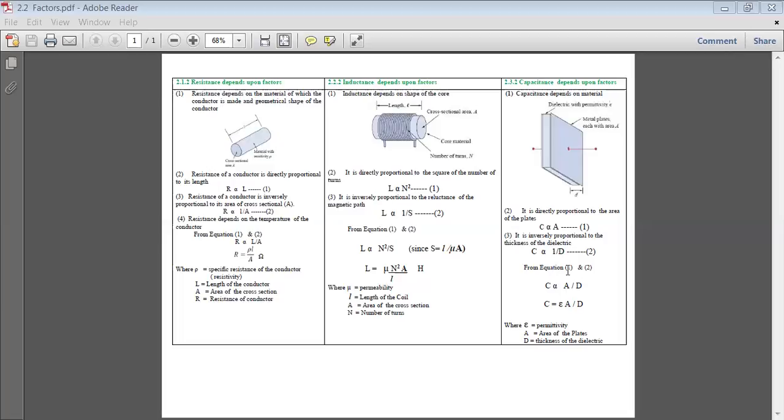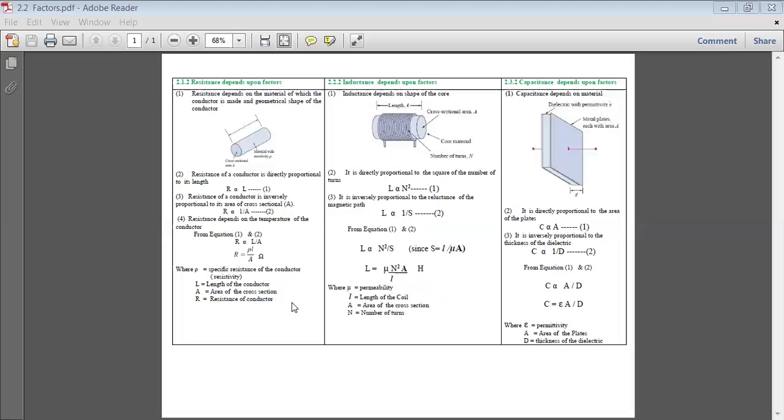From equations 1 and 2, C is equal to epsilon A by D, where epsilon is called permittivity, A is the area of the plates, and D is the thickness of the dielectric. Now these are the factors we have discussed.